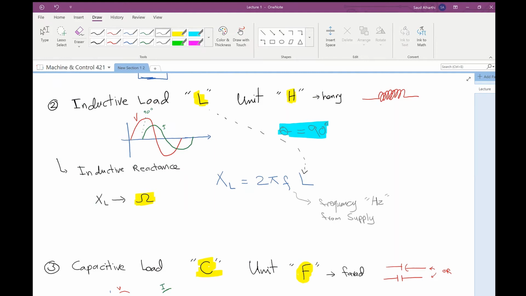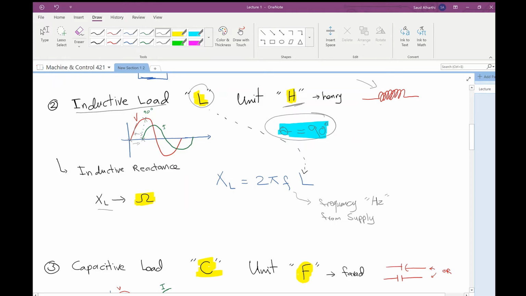The second type is the inductive load. The symbol is L and the unit is Henry, and this is the drawing symbol. In the inductive load, there is a phase shift between the voltage and the current. That means at the initial time, when time is 0, there is no voltage, no current. Then after some time, the voltage will appear here, but the current is still 0. At 90 degrees, the current will start appearing while the voltage is at the maximum. So this phase shift has an angle of 90 degrees.